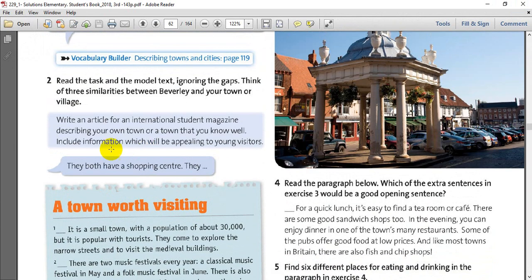Let's go back here. Write an article for an international student magazine, describing your own town, or a town that you know well. Include information which will be appealing to young visitors. They both have a shopping center, and you can write this.